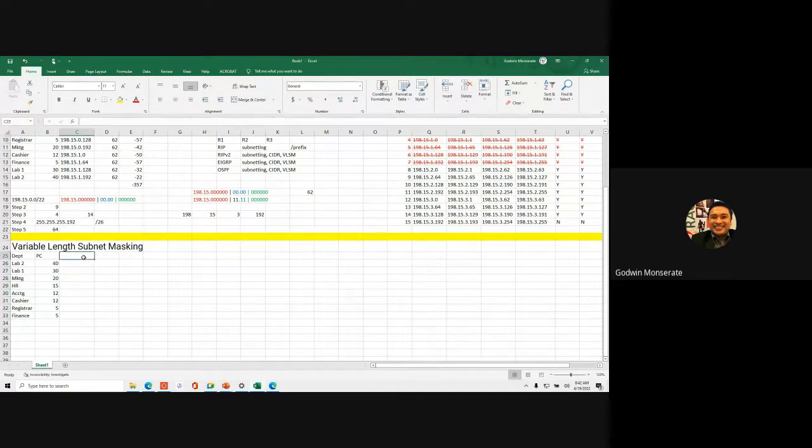Then, second part, borrowed bits. This way, you can now identify how many bits we are going to borrow. If we are going to create 40 hosts, how many bits to borrow? 6, sir. 6. How about 30? 5, sir. How about 20? 5. This is 5. Accounting and cashier is 4. How about the registrar and finance? 3, sir. 3. Very good.